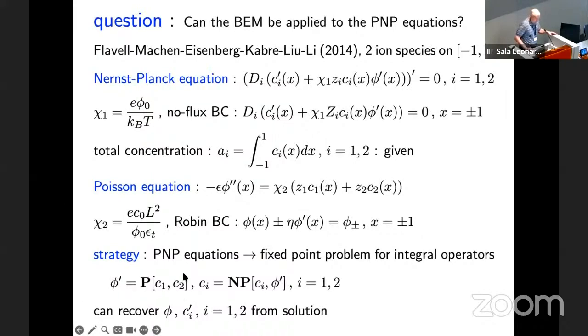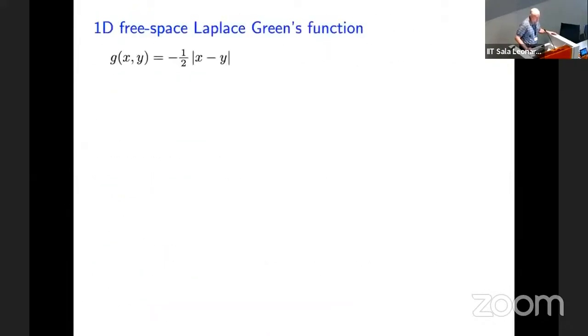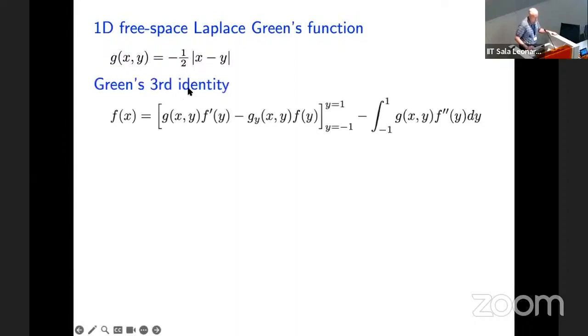There are a couple of pages here showing the details, but I'm going to skip them. The Green's function here in 1D looks like this, and we use Green's third identity.